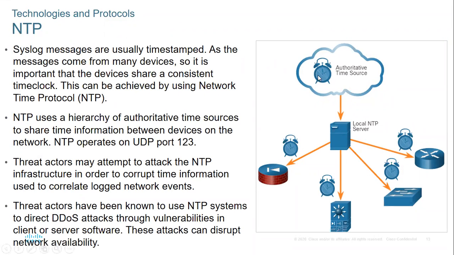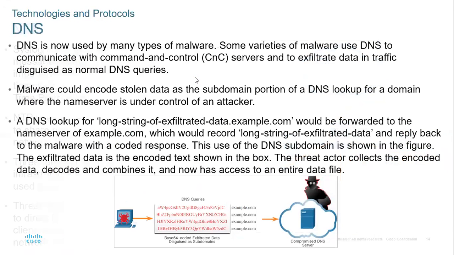I've talked about NTP. With NTP, we have the source of time where we normally get the correct time. But threat actors may also attempt to attack what? NTP. Why do they do that? To corrupt the time, as I said, so that you won't be able to correlate the events. NTP is also used to launch DDoS attacks. And DDoS attacks disrupt network availability.